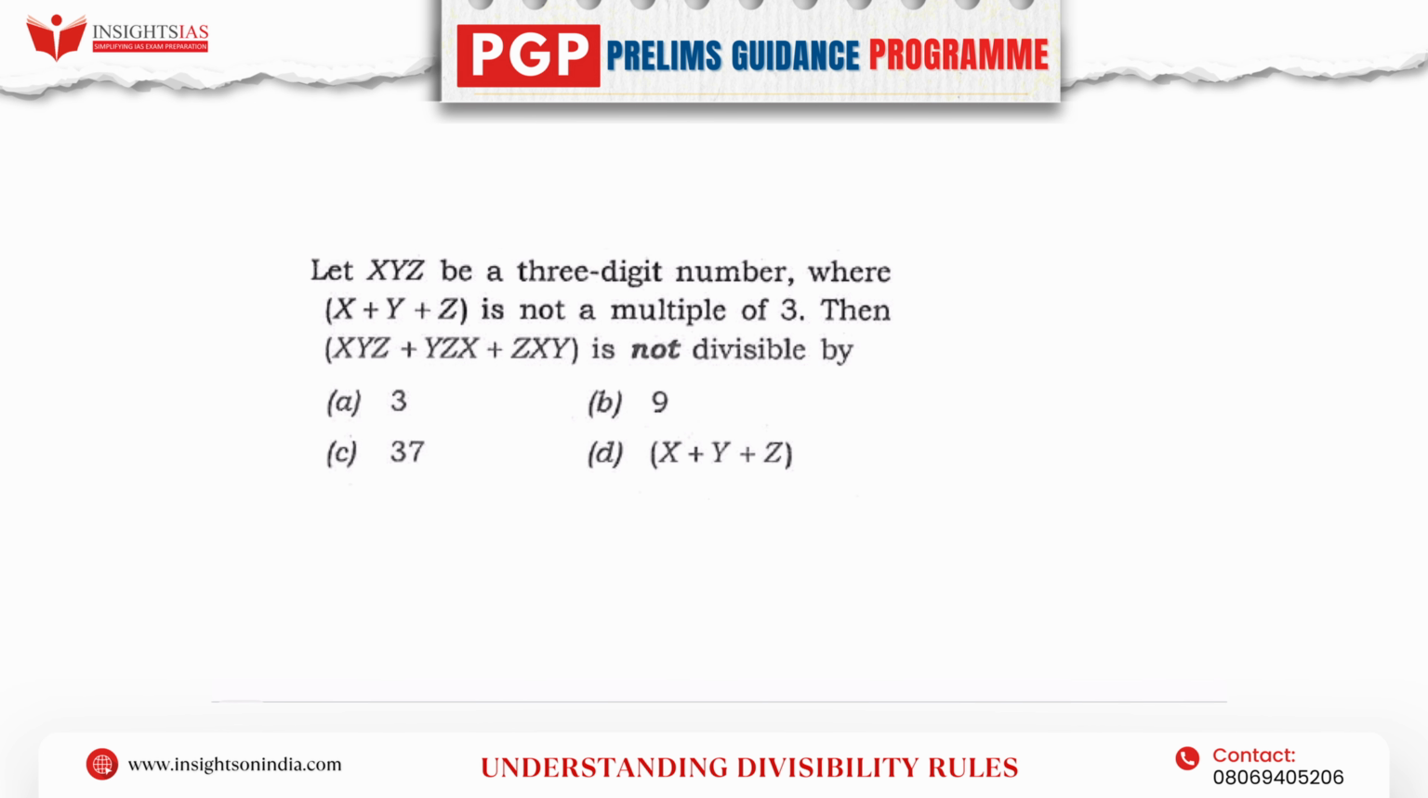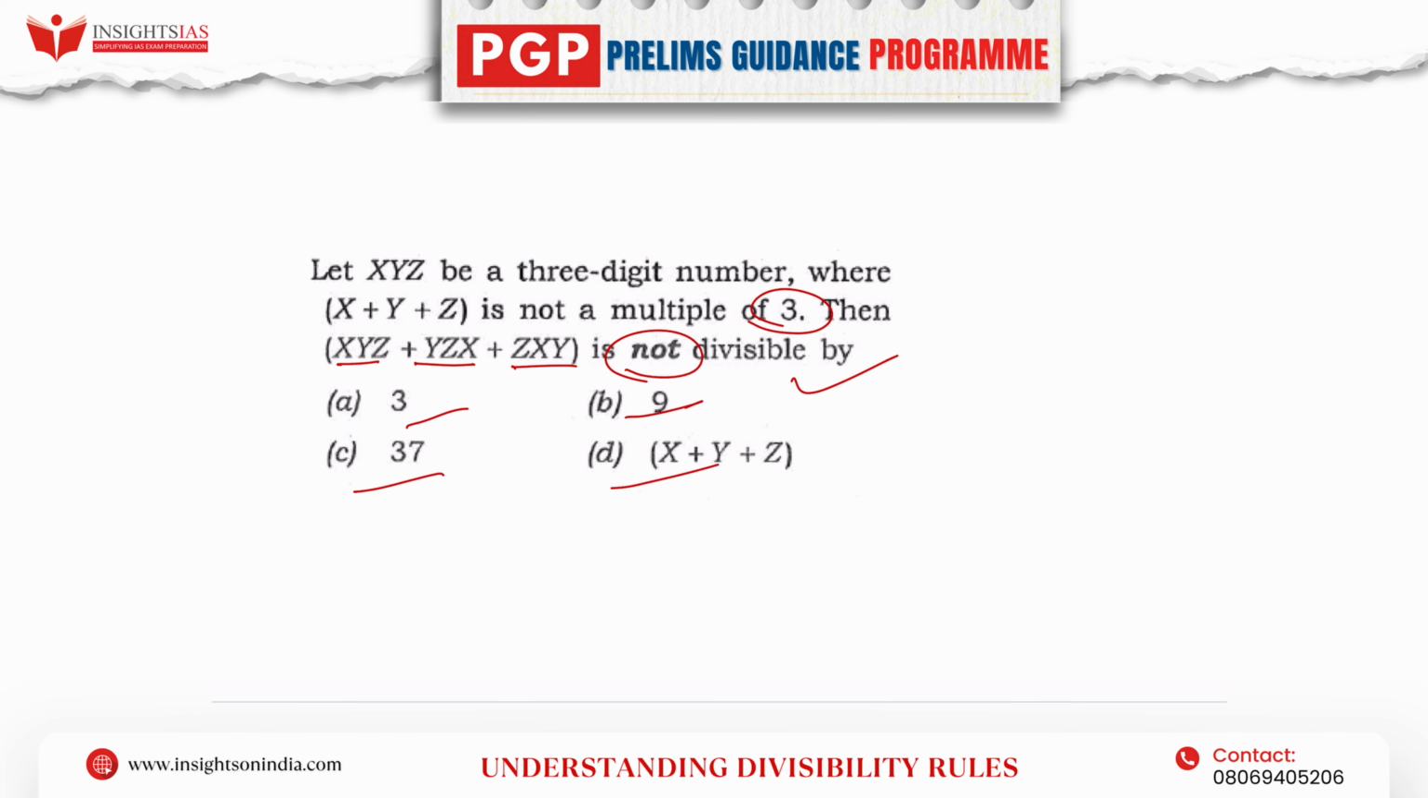And the last question: let XYZ be a 3-digit number where X plus Y plus Z is not a multiple of 3, right? That is, the sum of these digits is not a multiple of 3. Then XYZ plus YZX plus ZXY is not divisible by which of the following numbers: 3, 9, 37, X plus Y plus Z? This you are supposed to calculate.